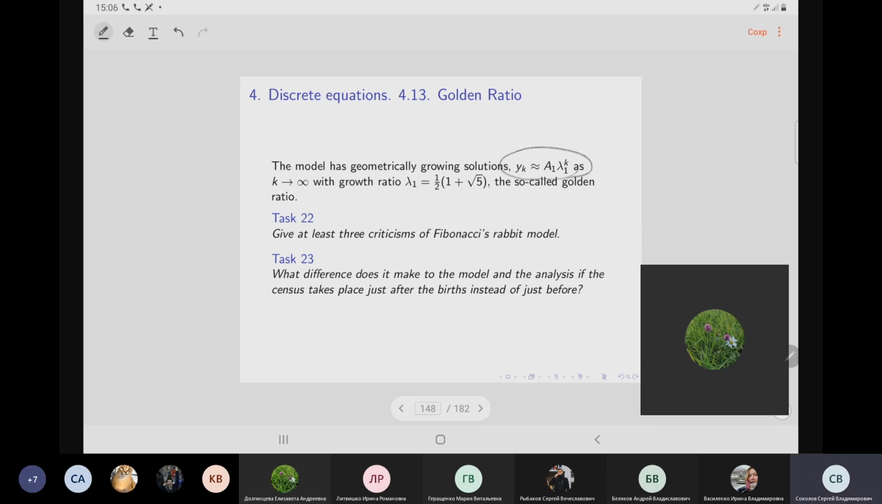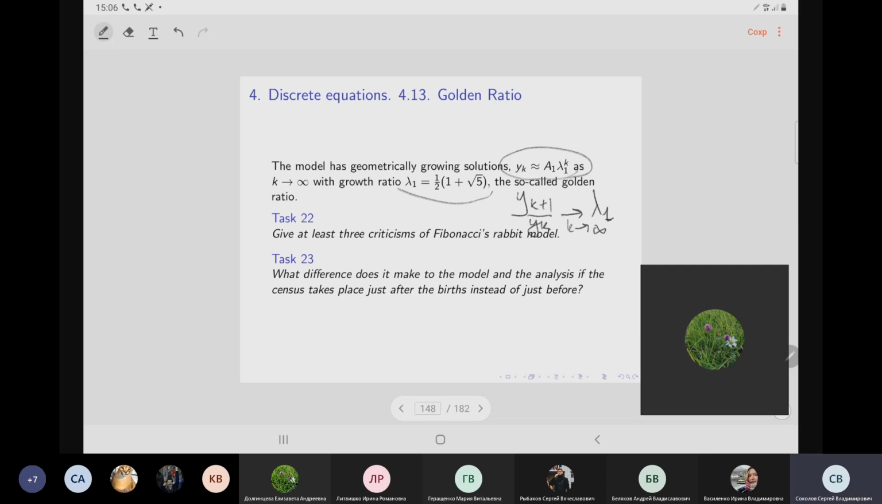So it is close to the power with the golden ratio. We call this half of 1 plus square root of 5 a golden ratio. That's why yk plus 1 divided by yk is going to lambda 1, the golden ratio, with k going to infinity. It can be easily proved.